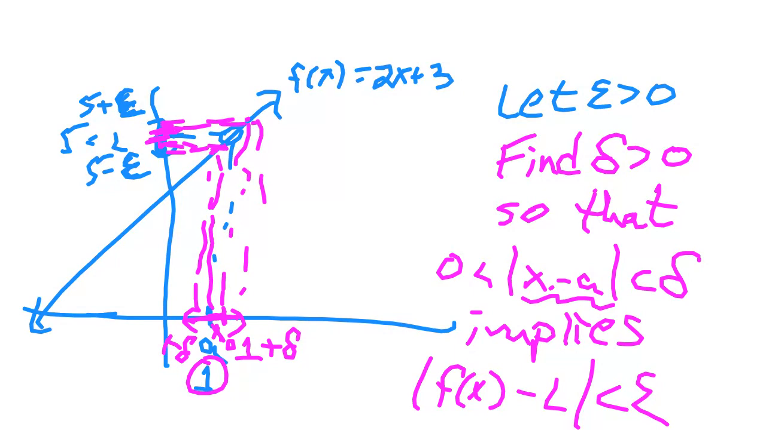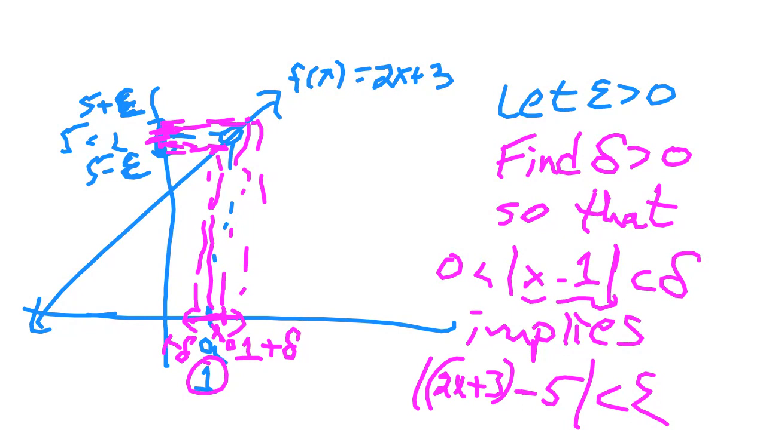So for this particular case, I'm going to try and use my eraser function if I can. So instead of A, what did we have? We had 1, right? And instead of f of x and L, we had specific values here. So I'm going to plug those in. So absolute value of x minus 1 is less than delta would imply the absolute value of 2x plus 3 minus L, which is 5, is going to be less than epsilon.